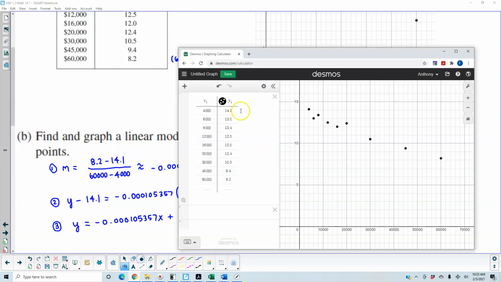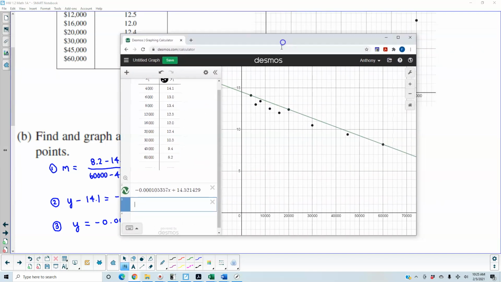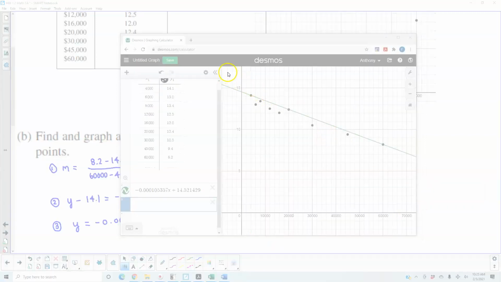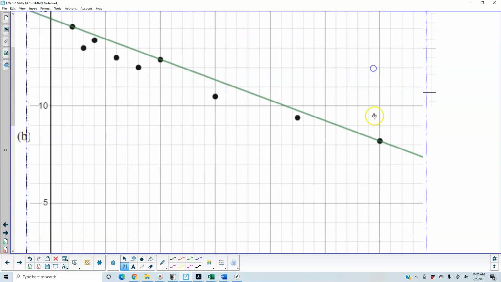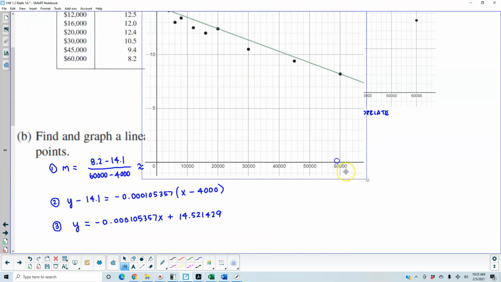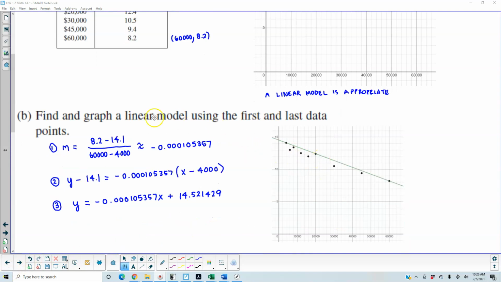Now we want to graph this linear model using the first and last data points. Since we already have the data in our Desmos calculator, let's put in this equation: negative 0.000105357x plus 14.521429. Okay, now we can see what this line looks like on our graph. This was the line from choosing our first and last data points. Now, this doesn't represent the line of best fit. In order for us to do that, we need to use the regression equation, so we will see that in the next part.